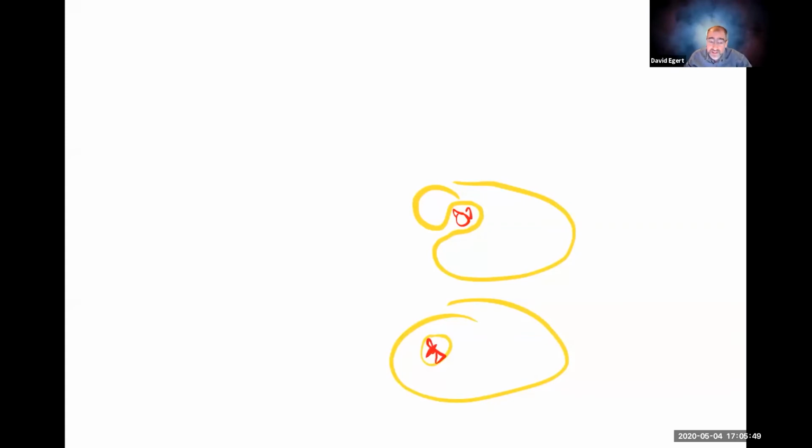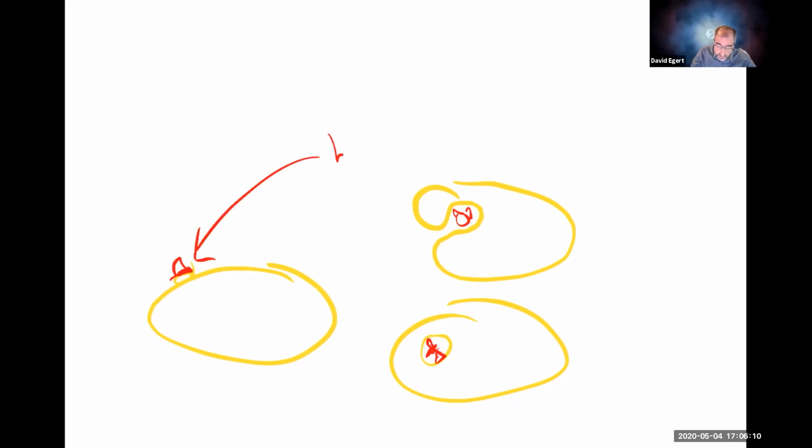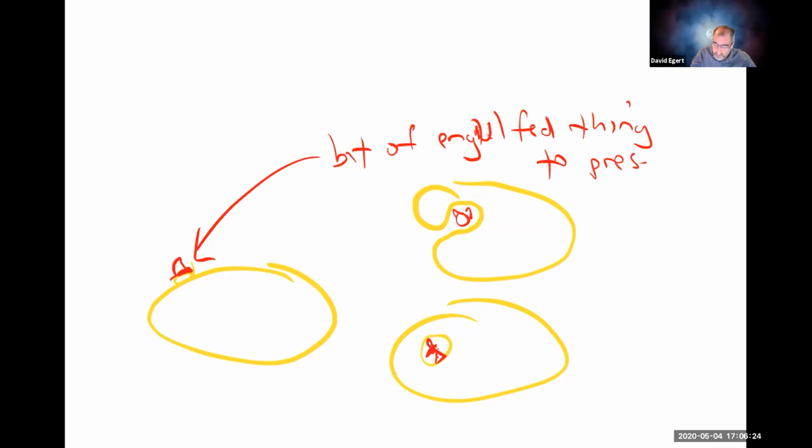And then the macrophage has this thing we're going to talk about, called MHC2. It can actually take little bits of this thing and put it on its outside and present it to other cells. Maybe it's just the horn. So this is a bit of the engulfed thing to present to the lymphocytes.